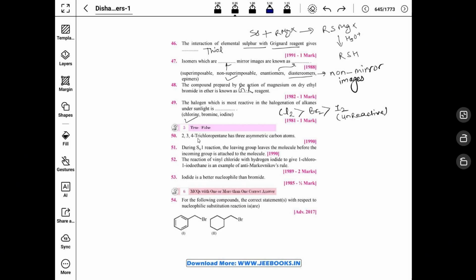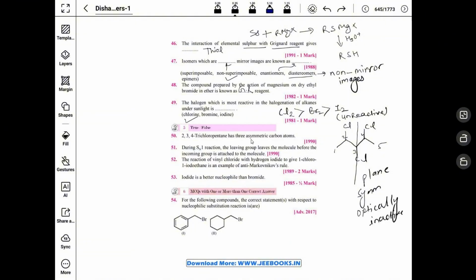Now true and false. 2, 3, 4 trichloropentane has 3 asymmetric carbon atoms. So let's draw pentane: 1, 2, 3, 4, 5, and 2 has chloro, 3 has chloro, and 4 has chloro. So if you see, this compound has a plane of symmetry. When the compound has a plane of symmetry, then it is optically inactive.